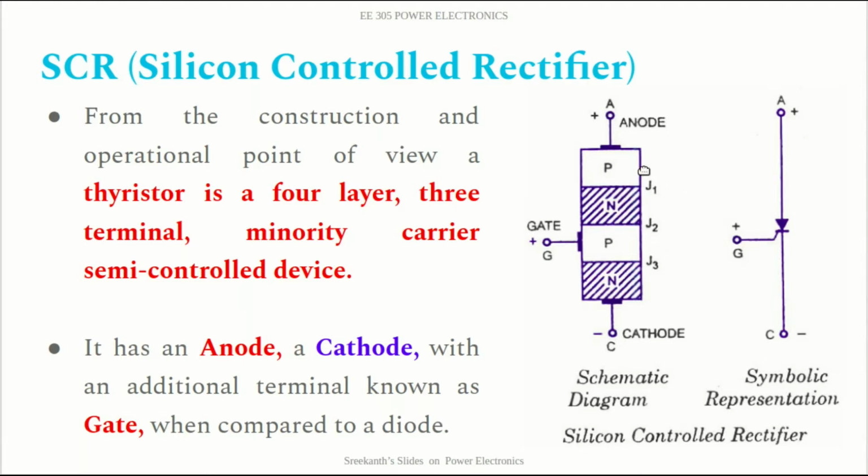Now here, there are 3 terminals for an SCR, that is anode, cathode and a gate. Compared to a diode, which has an anode and cathode, we have an additional terminal known as the gate. If you look at the symbolic representation, it looks almost like a diode, but the only difference is the additional terminal. This is a semi-controlled device because we can control when to turn on the SCR, although we cannot control when to turn off.